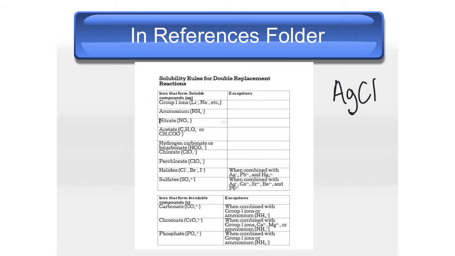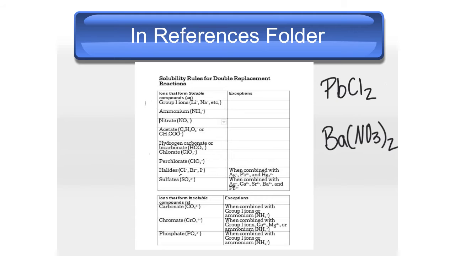Okay, now we're going to go back and look at silver and chloride. And again, start from the top and look down. Do you see either silver or chloride? Look right here, chloride. So it's supposed to be AQ, except when combined with silver, lead and mercury, and we are combined with silver. So instead of being AQ, this combination is going to give us a solid.